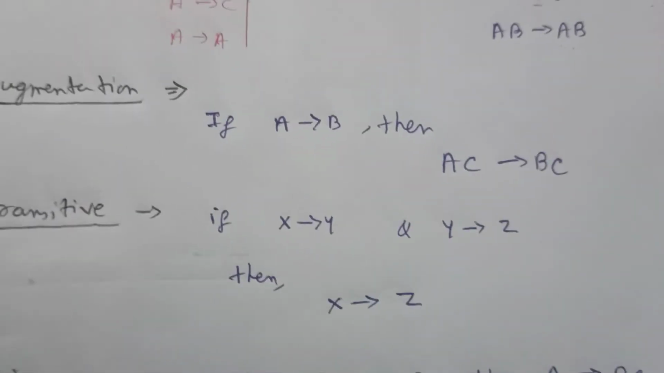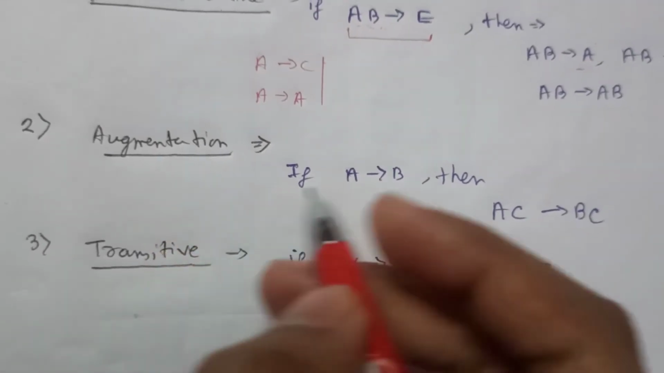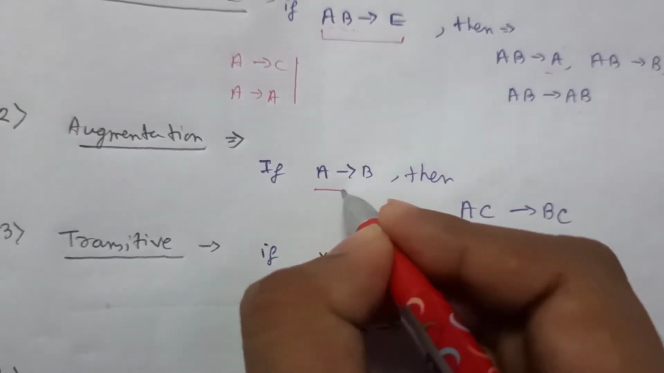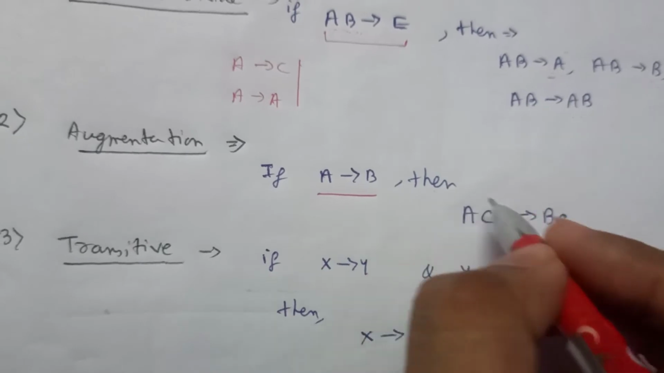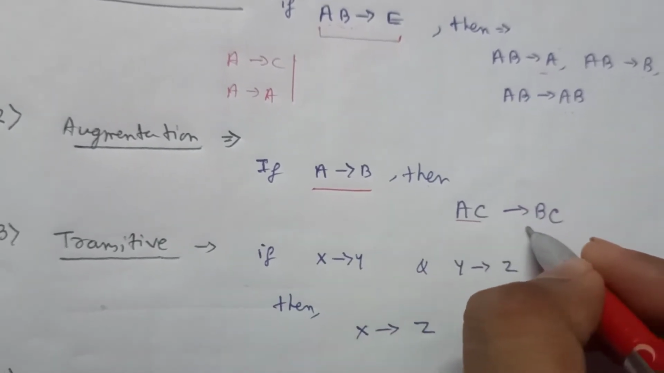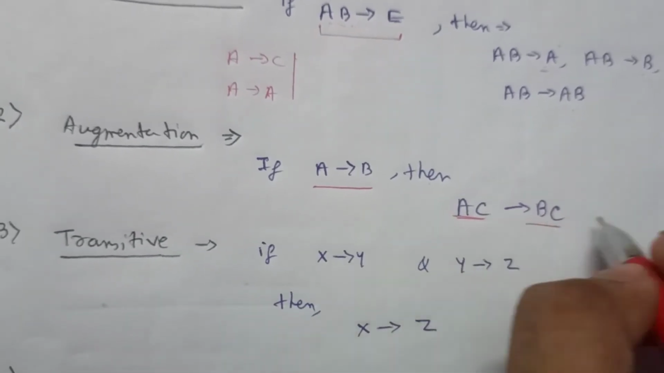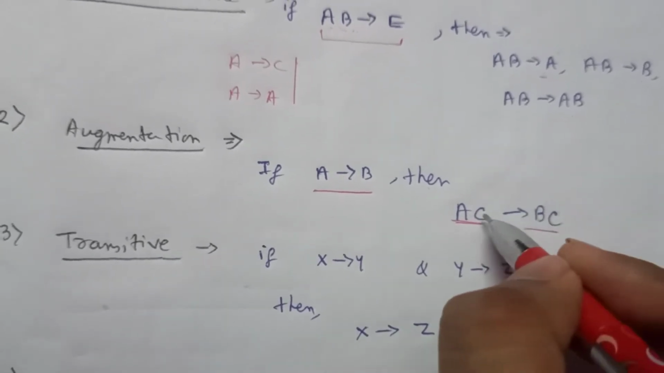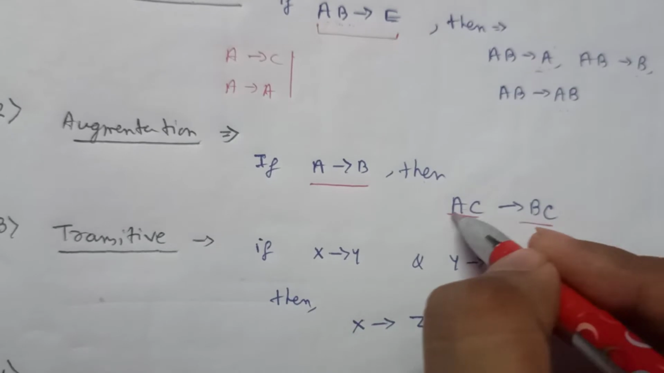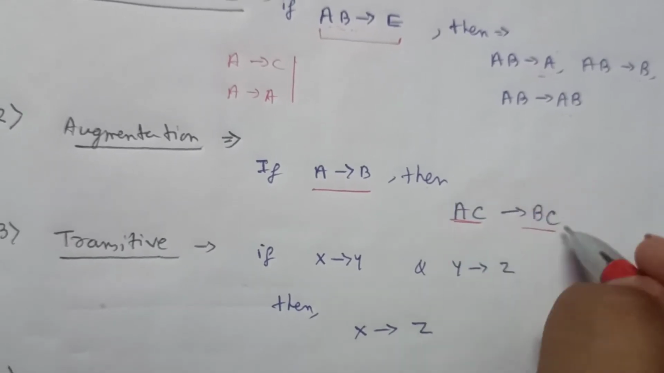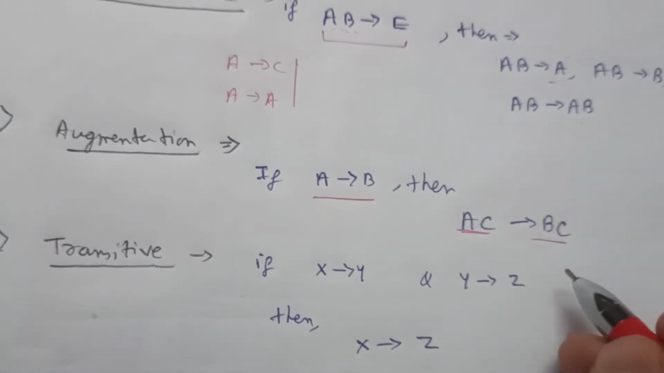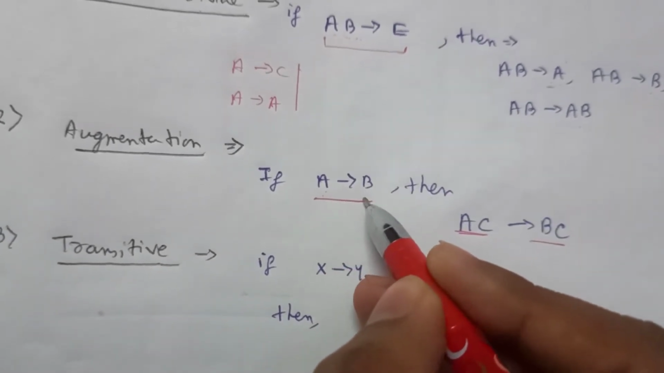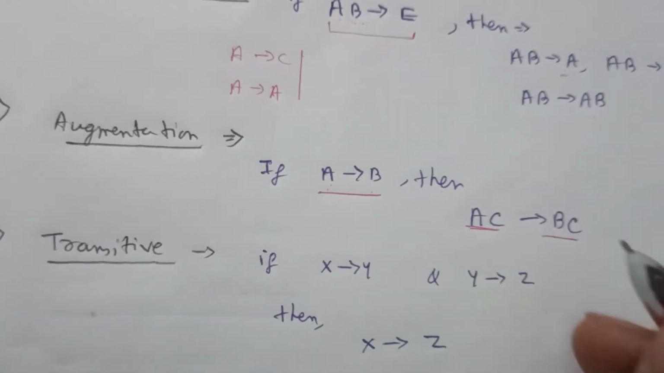Now let's get to our next property, augmentation. What is it? If there is a functional dependency A determining B, then we can write AC determining BC. We are just adding C on both sides. We can add any other attribute on both sides, and it will still be a satisfied functional dependency. Again, if A can determine B, then AC can determine BC.